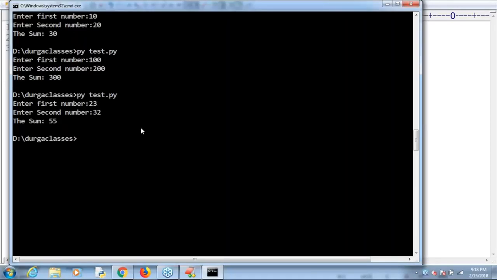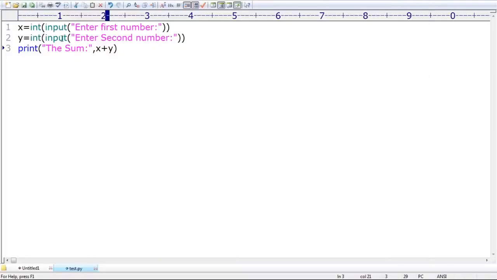Now, some people are asking: why do we have to take so many lines? Directly we can do it: the sum is int of x plus y. Sorry, it is not going to work. Compulsorily we need to perform typecasting here, before the plus operator.